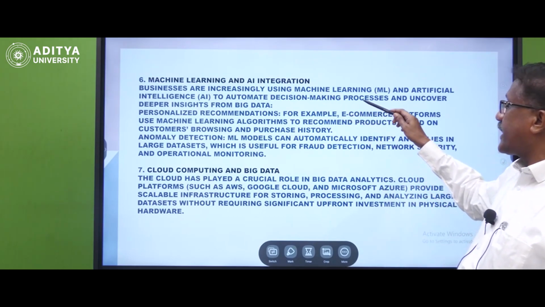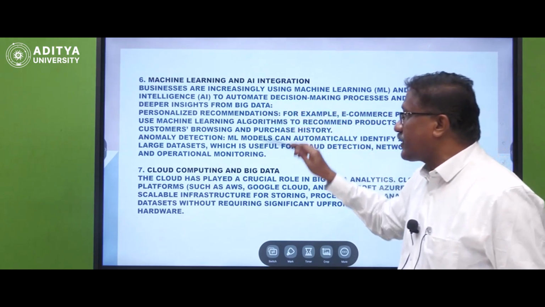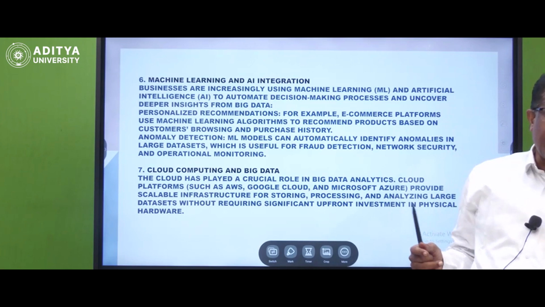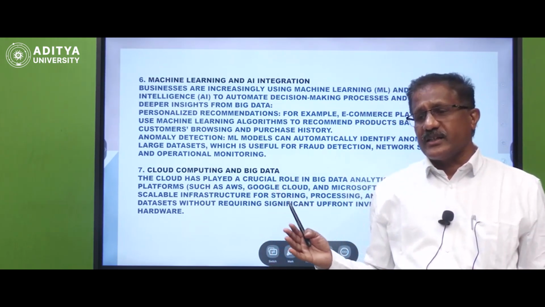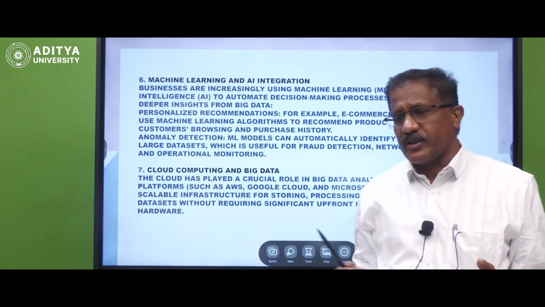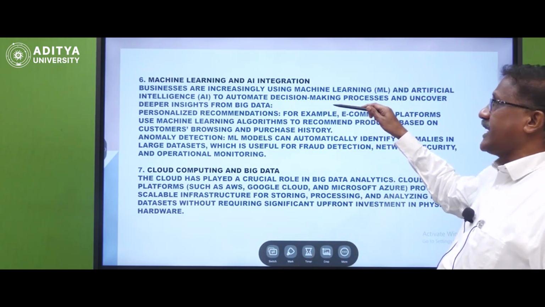These are all used to make a proper decision making process which uncovers the deeper insight from the big data, because big data, as we know, has a huge volume of data, and the variety of data is also different. The values are also very huge. So analyzing and taking predictive learning is a little bit challenging one.